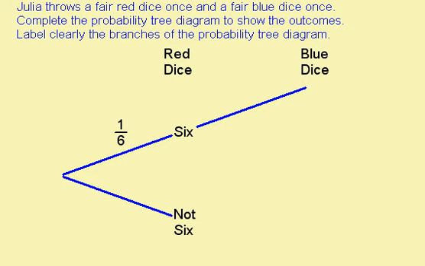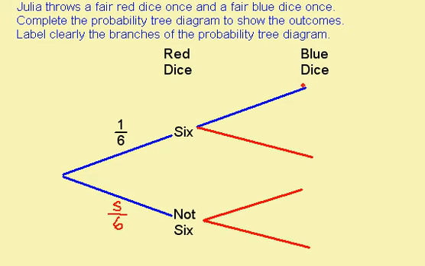The first thing we notice is that probabilities need to add up to 1. So, if the probability of getting a 6 is 1/6, the probability of not getting a 6 is 5/6. We then need to finish the branches. This branch is getting a 6 on the blue dice, and this branch is not getting a 6 on the blue dice.